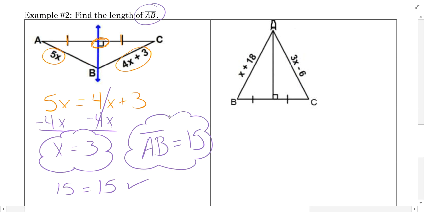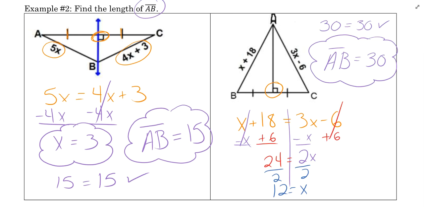If we look at the next example, it says find the length of AB. Again, we can see that we have a perpendicular bisector, so we're going to set our two line segments equal to each other. Go ahead, solve this problem, and see how you do. Hopefully as you went through the work, you got that x equals 12. If you plug that in, you'll see that both AB and AC are going to be equal to 30. Therefore, the length of AB is 30.